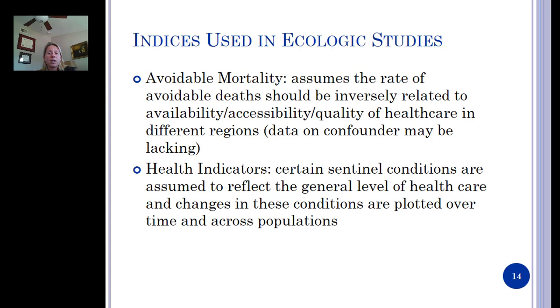Similar to ecologic studies, in the group level program evaluation studies, we often see measures of avoidable mortality or other health indicators. This is merely to emphasize that these measures are used in the program level evaluation as well as ecologic data. So there's some overlap between ecologic studies and group level program evaluation studies.